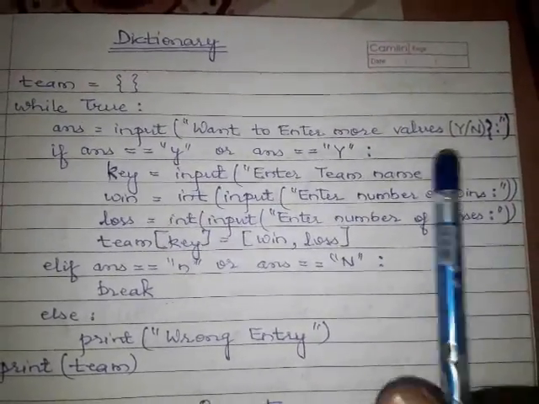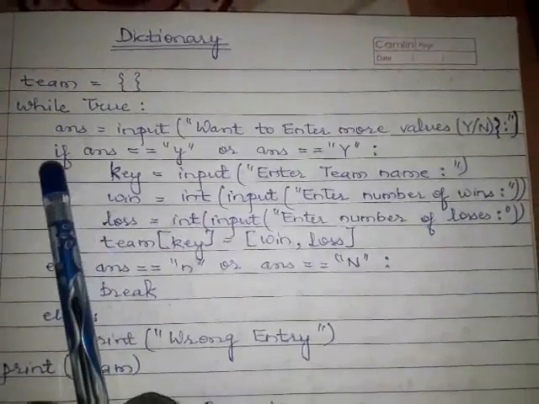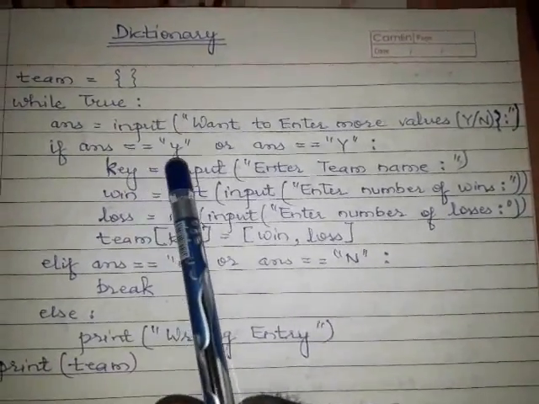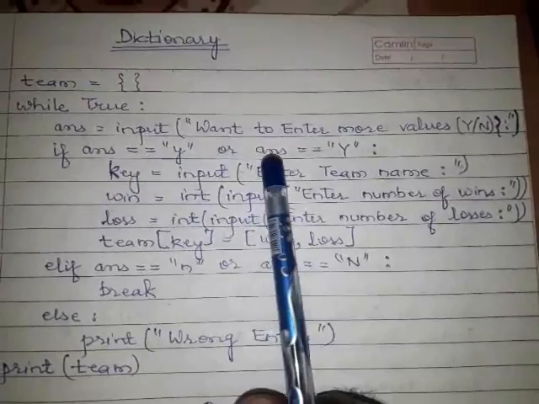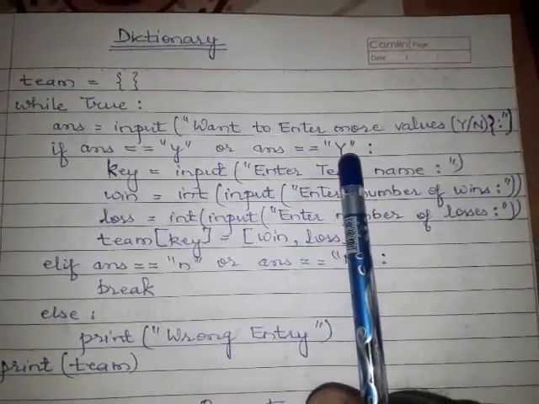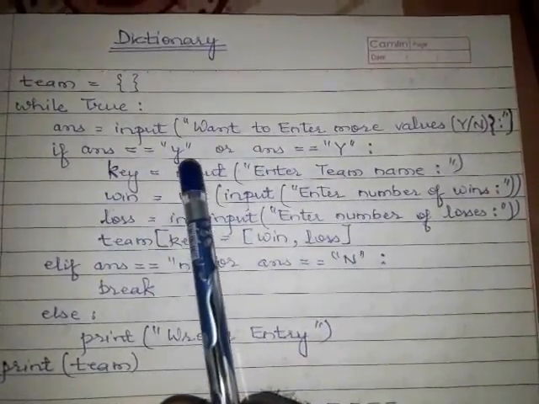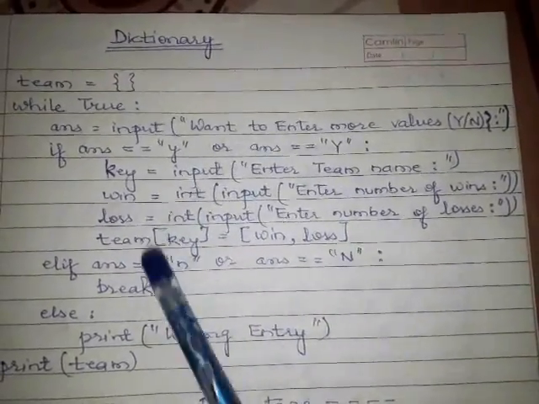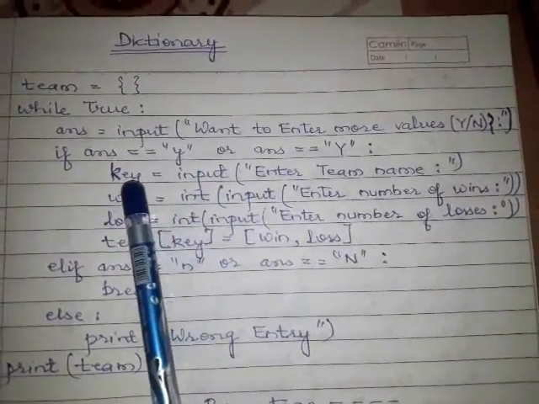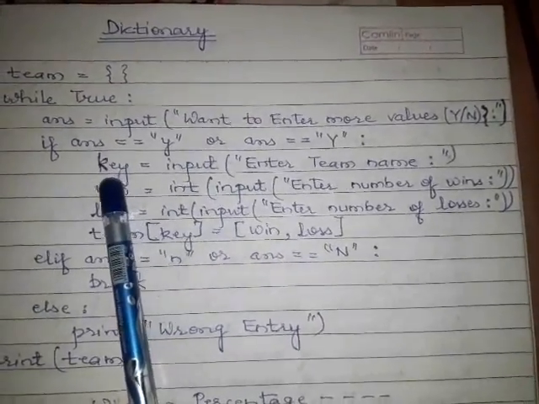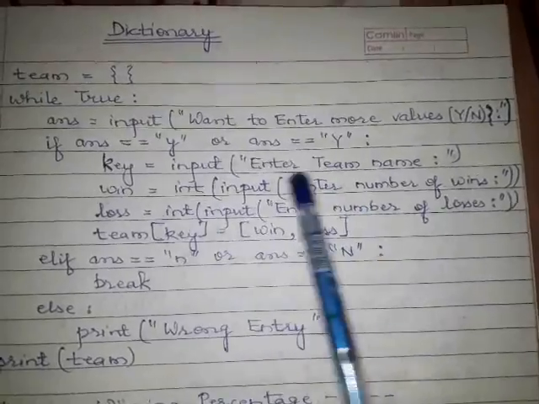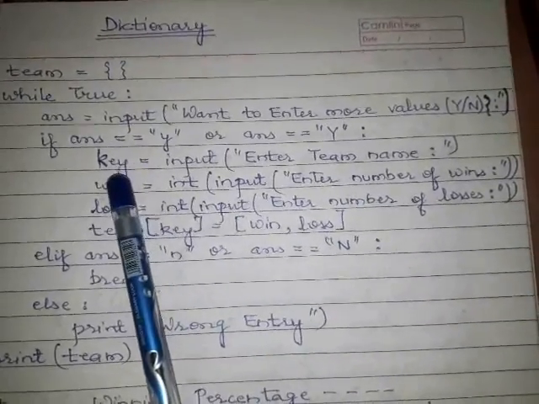So I will check what the user has pressed. If the value of the variable answer is small y, or answer is equal to capital Y, if any one of small or capital Y is pressed by the user, we will continue in the loop. So first of all we have to take some values from the user. Key, enter the team name. The team name will be stored in the variable key.